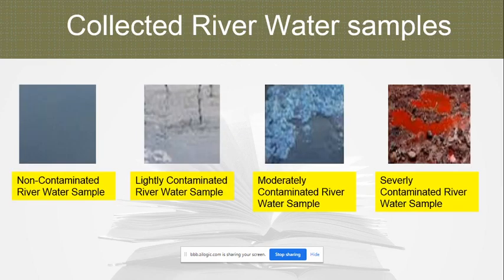The collected river water samples are displayed here. Non-contaminated river water: 3 samples collected. Lightly contaminated river water: 3 samples. Moderately contaminated river water: 3 samples. Severely contaminated river water: 4 samples. In total I have 13 images: 3 plus 3 is 6, plus 3 is 9, plus 4 severely contaminated samples, totally 13 image samples.